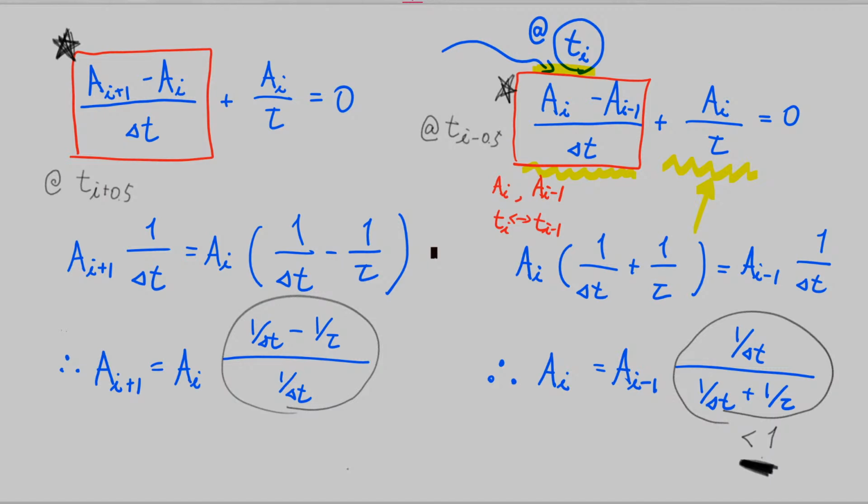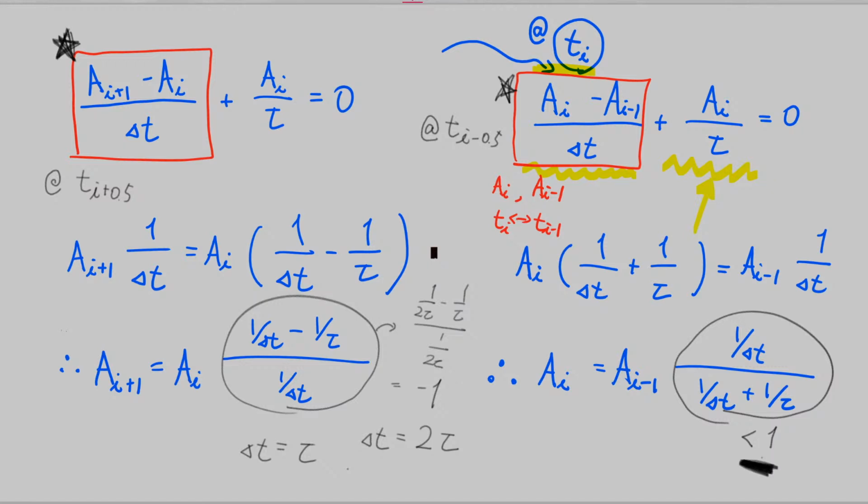But think about this one. Unfortunately, let's say your delta t happens to be equal to tau, then what will happen? Zero. Yes, it becomes 0. Then think about this one. Your delta t is now even longer than tau. Then in this specific case, you will have 1 over 2 tau minus 1 over tau, and 1 over 2 tau. So you will have just minus 1 as the reduction factor.